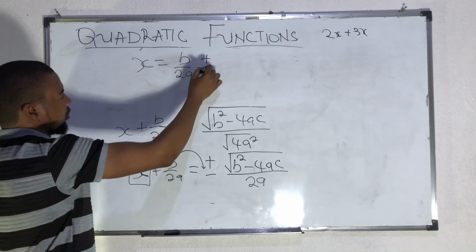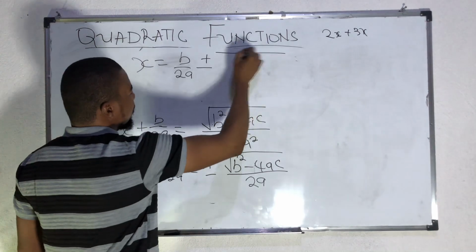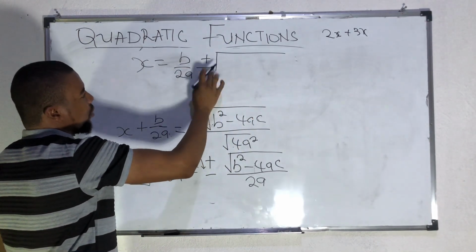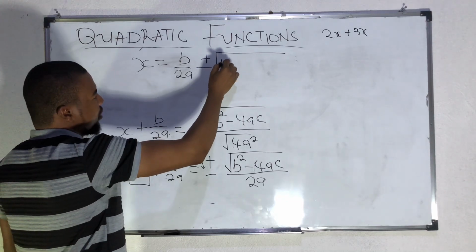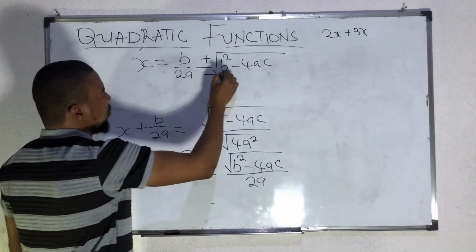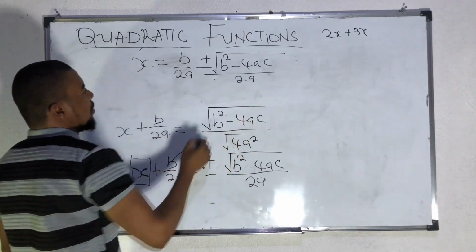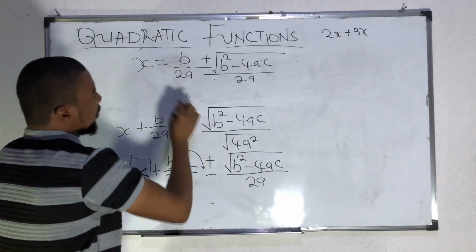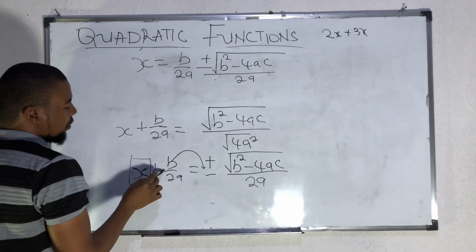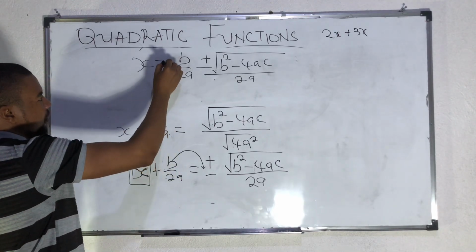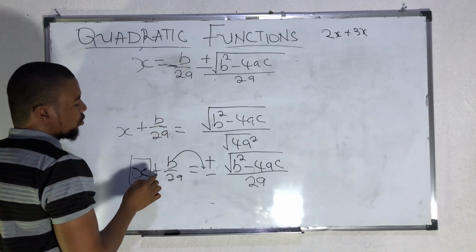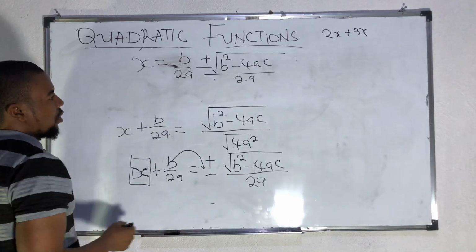plus or minus the square root of b squared minus 4ac all over 2a. Remember that this 2a is still here, despite transposing the b over 2a across. I omitted it initially, but it's going to go from a positive to a negative when you transpose it across.